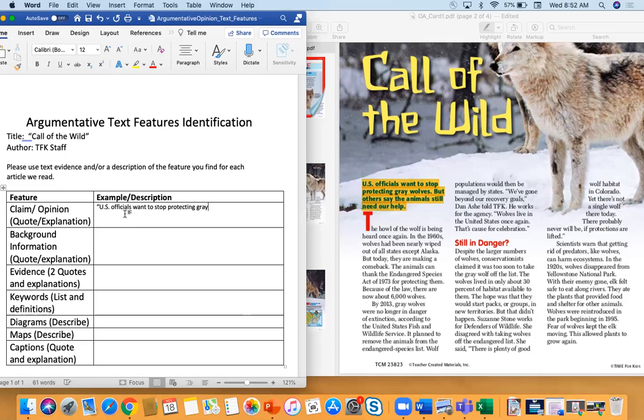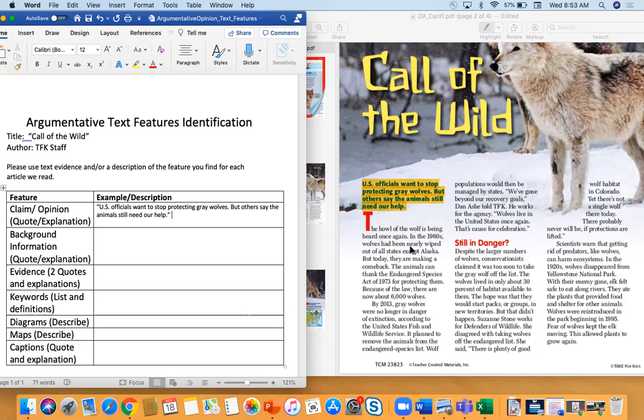Now, if you're not reading a Time for Kids article, you'll have to look for the claim or the thesis. But once you read the article and you go back to the beginning of the article, like the first paragraph, I bet you will find it. And then we're going to explain it after we read the article, because we don't know yet how it is.